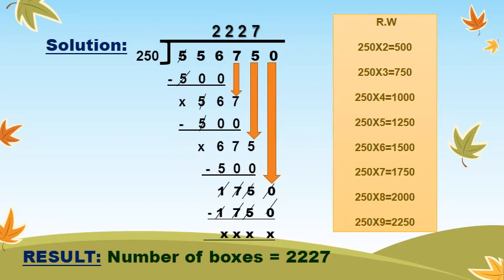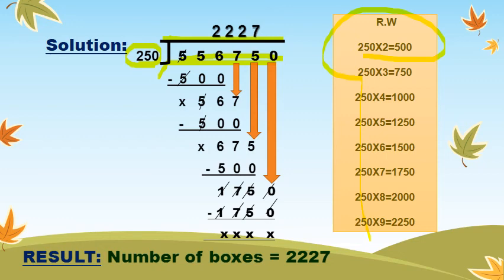Now divide 556,750 by 250. First write the table of 250 in the rougher column. It helps to divide the given number. First write the sign of division like this. Then write the divisor, which is 250, outside of the sign. Then write dividend 556,750 inside.